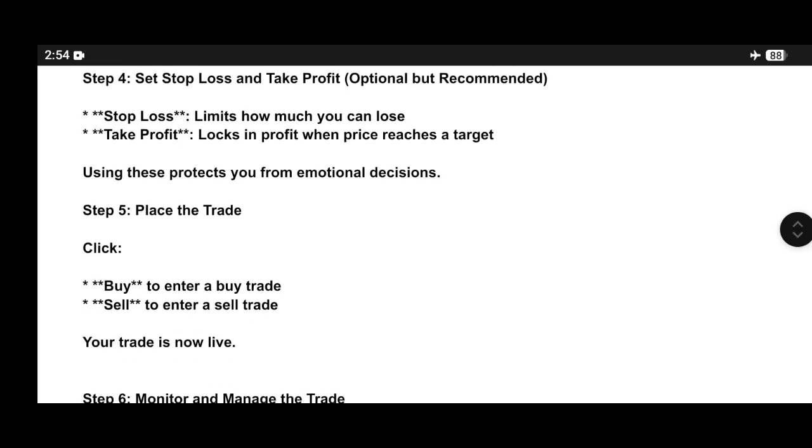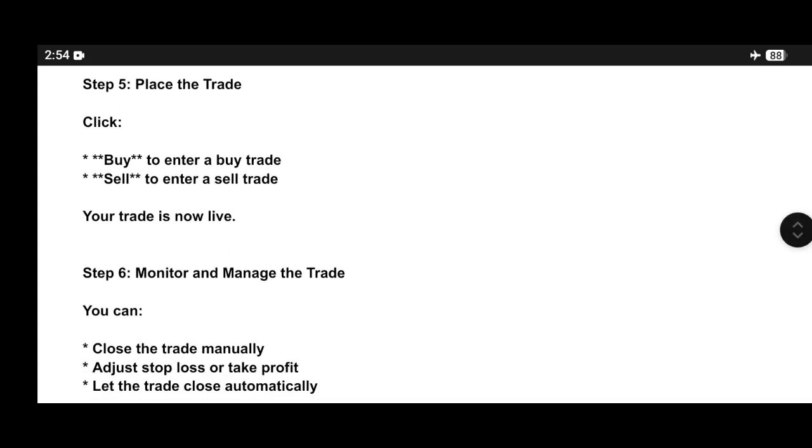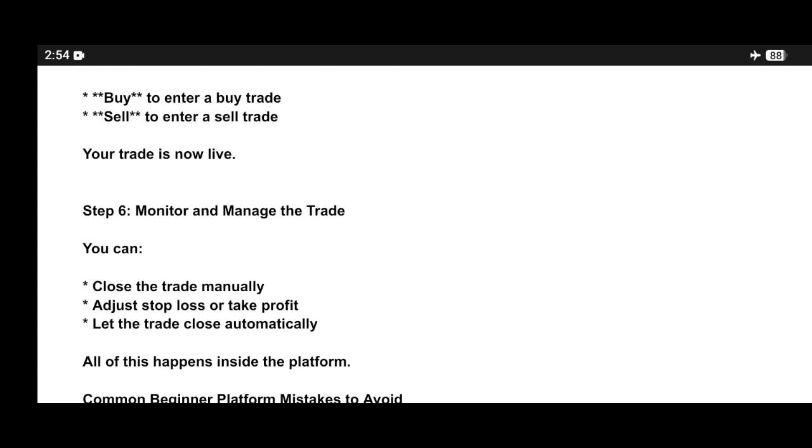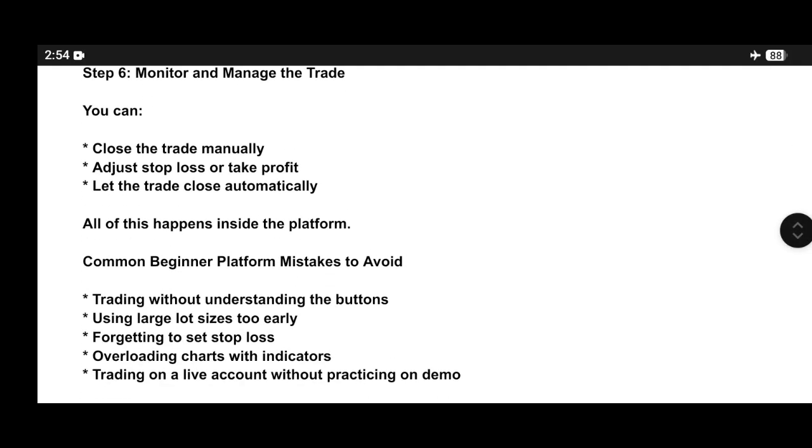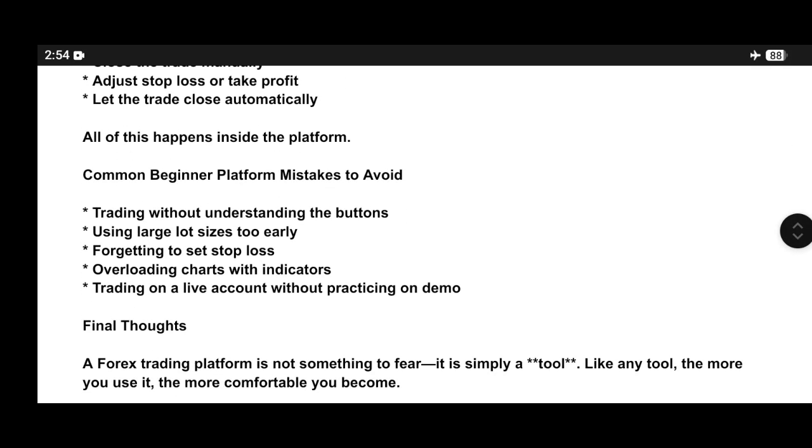Step 5 is place the trade. Click buy to enter a buy trade and click sell to enter a sell trade. Your trade is now live. Step 6, monitor and manage your trade. You can close the trade manually, adjust stop loss or take profit, or let the trade close automatically. All of this happens inside the platform. Are you getting me?